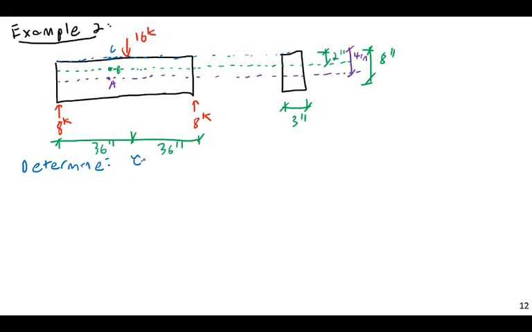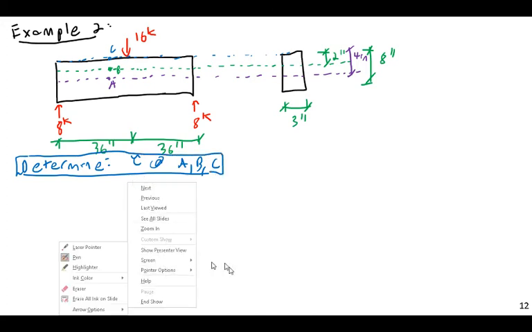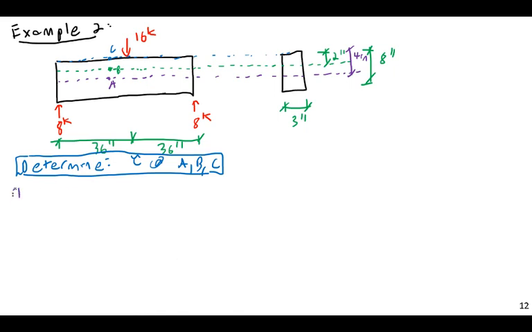So I'm given all of this nonsense, and I want to determine tau at A, B, and C. So the first thing I'll do is draw the shear diagram. That's my task, determine tau at A, B, and C. Okay, so the first step will be to draw the shear diagram.